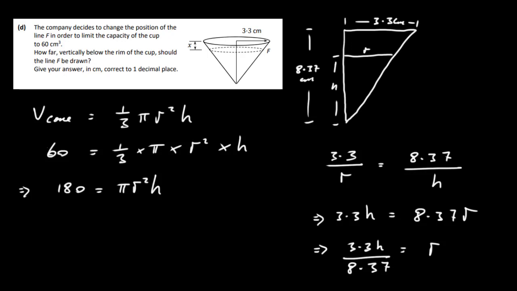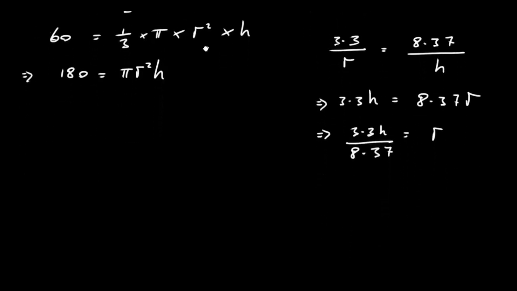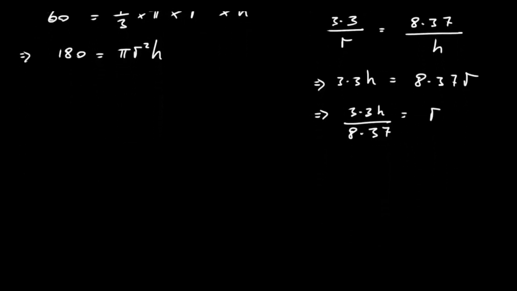So what I'm going to do now is substitute this in instead of r and work out what h is. So this means that we have 180 equal to pi times, instead of r, 3.3h over 8.37. You have to square that and multiply by h. So all I've done is replaced this r here. Okay, so what I'm going to do is multiply out this bracket first.